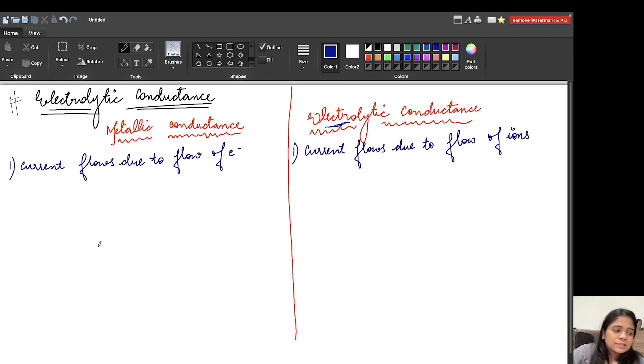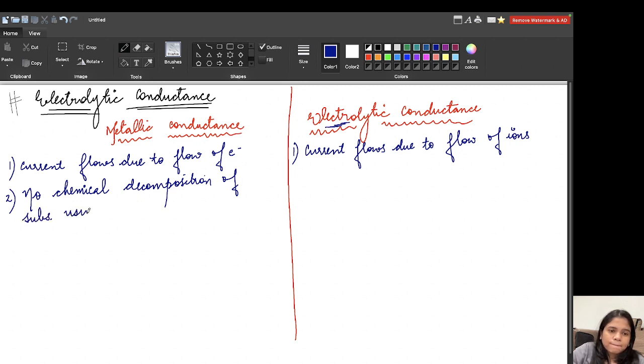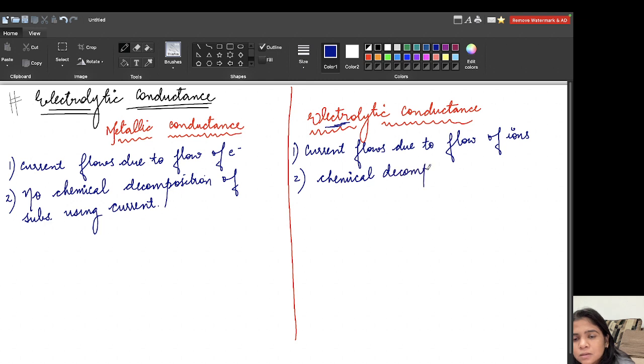The second point is there is no chemical decomposition of substance in metallic conductance. You must be seeing that whatever metals we are seeing as conductors, there is no chemical decomposition using current. And here, in electrolytic conductance, there is a chemical decomposition using the current.